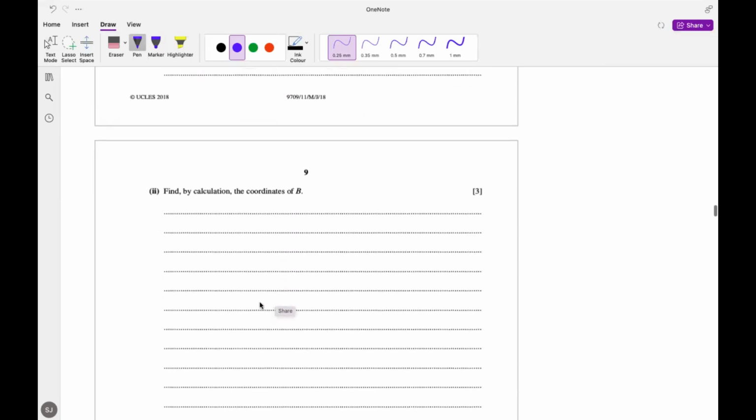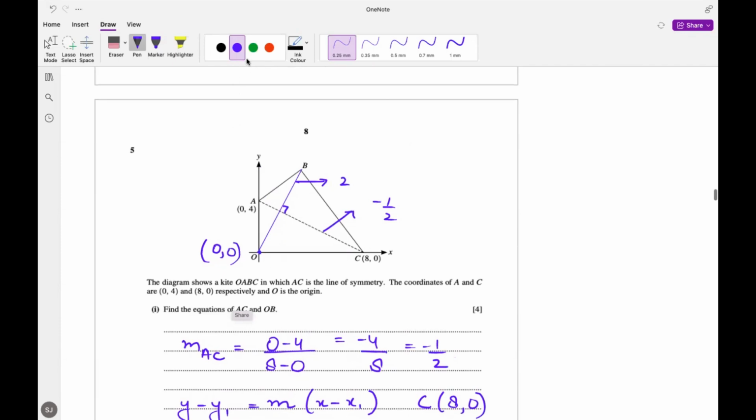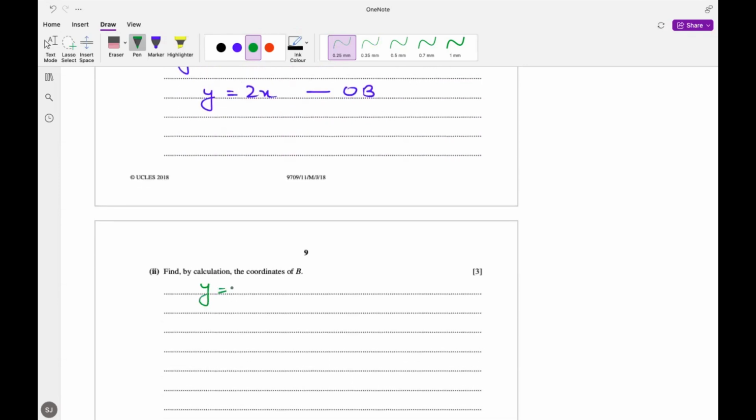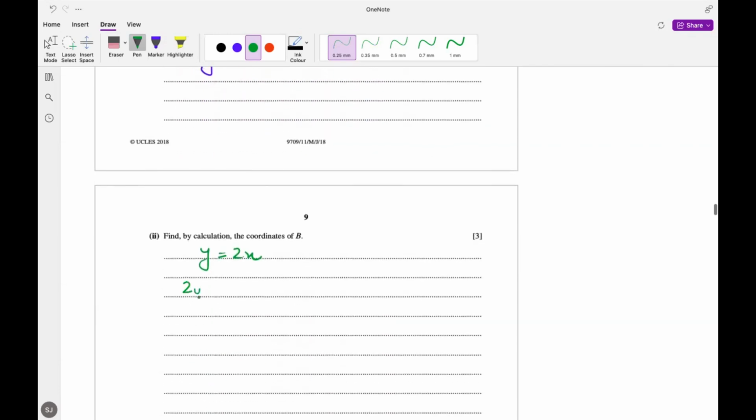In the next part, it is asking us to find the coordinates of B. Now to find the coordinates of B, we know that the intersection point of OB and AC is the midpoint of OB. So to find the intersection point, we can first solve the equations of AC and OB simultaneously. So we'll get y is equal to 2x as the first equation, and the second equation was 2y is equal to minus x plus 8.